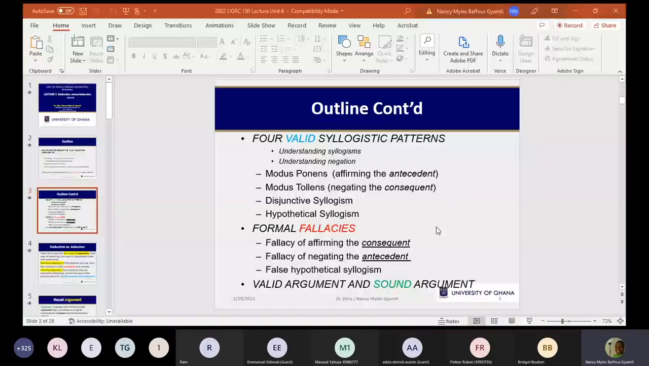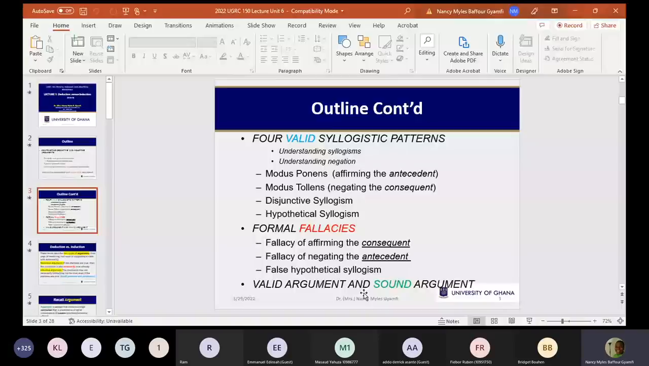So if you have premises, reasons, evidence, which are two statements up there, leading to a conclusion, in other words, when you add the two premises to that one conclusion, you will have a three-step deductive argument. Then we say it is a syllogism. So a syllogism means two premises and a conclusion. It is a deductive argument that has two premises and one conclusion. If it is an inductive argument, you won't call it a syllogism. So there are four of such. What are they? Modus ponens.